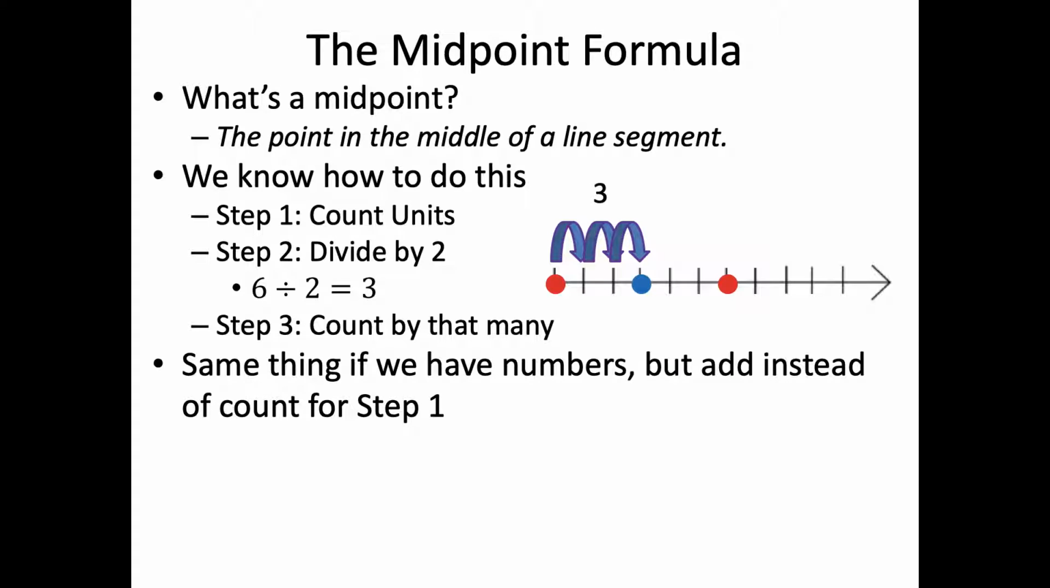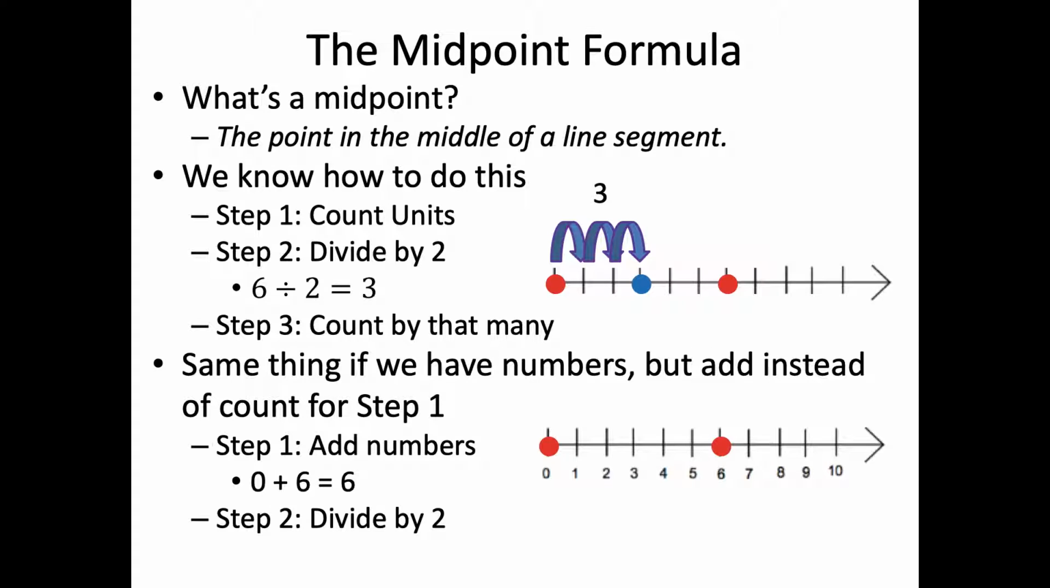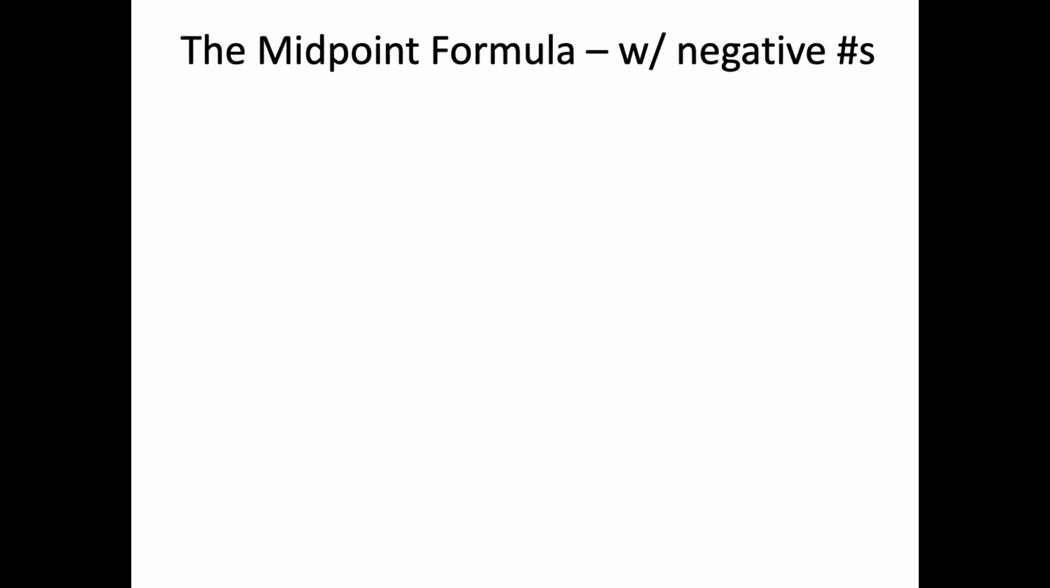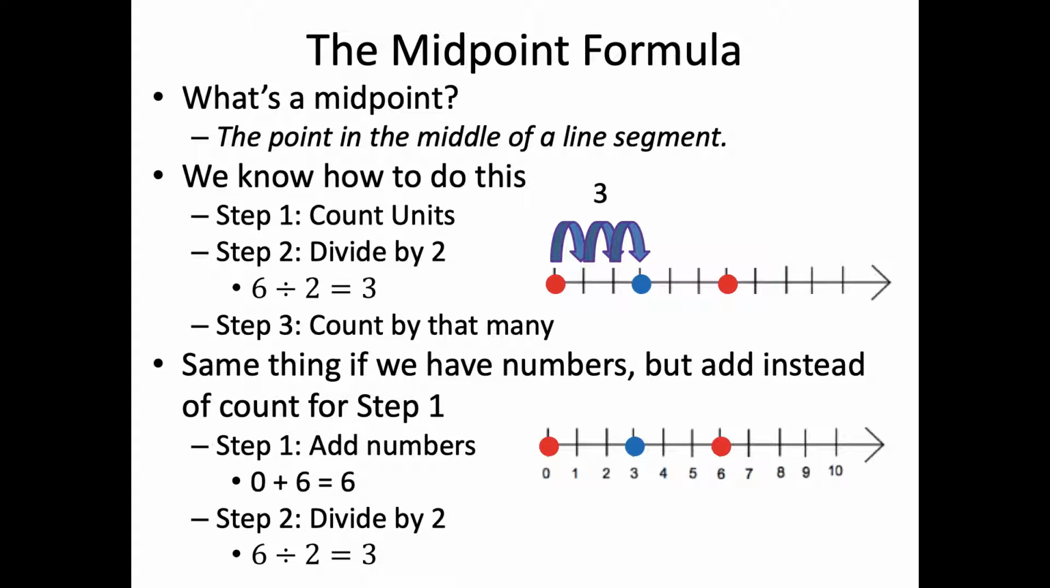That's all the midpoint is. It's one in the middle. Okay. And it's the same thing if we have numbers, but we add instead of counting for step 1. So let's just say I had between 0 and 6. What would I do? Well, I add the numbers. What is 0 plus 6? It's 6. Then I divide by 2. And that would be 3, and 3 is my midpoint.